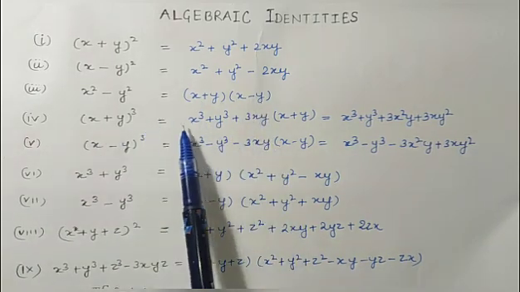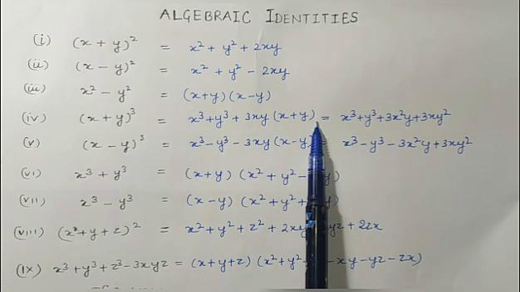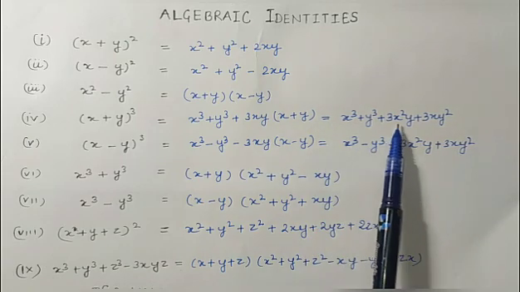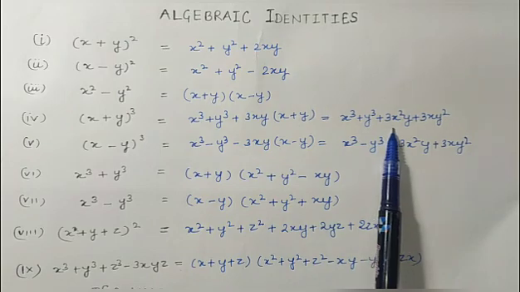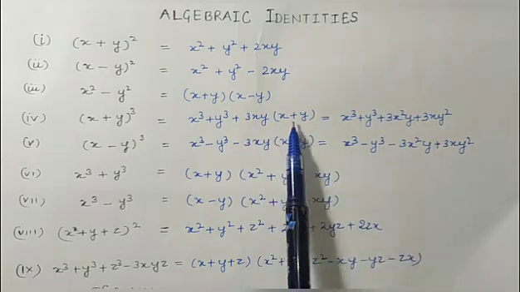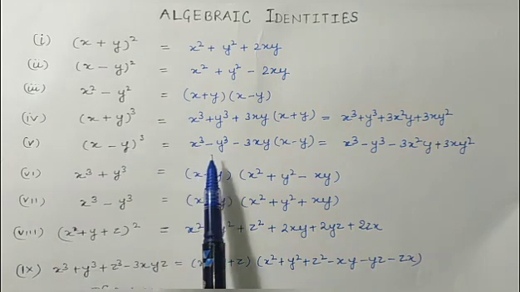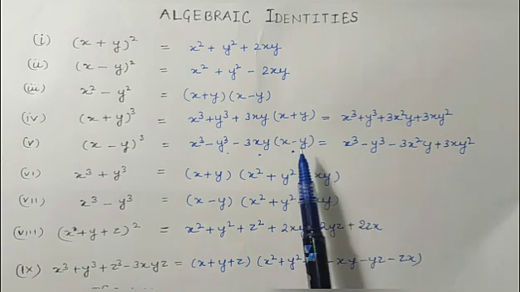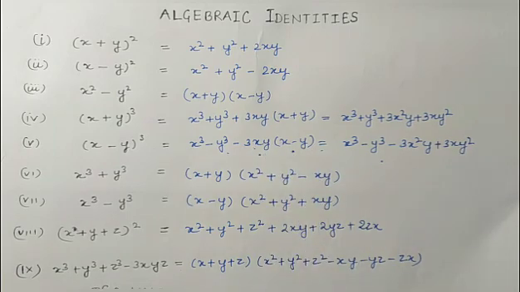X plus y whole cube is what? X cube plus y cube plus 3xy into x plus y. We can also write this identity as x cube plus y cube plus, suppose 3xy is multiplying by x, you can write 3x square y, and if 3xy is multiplying by y, you can write 3xy square. X minus y whole cube is x cube minus y cube minus 3xy into x minus y. And we can also write this identity like this when you open the bracket.